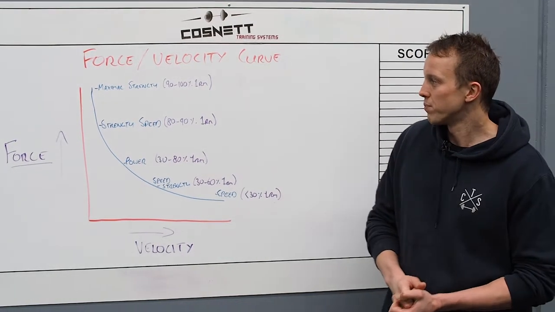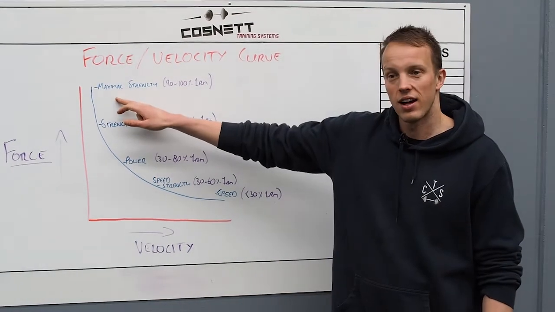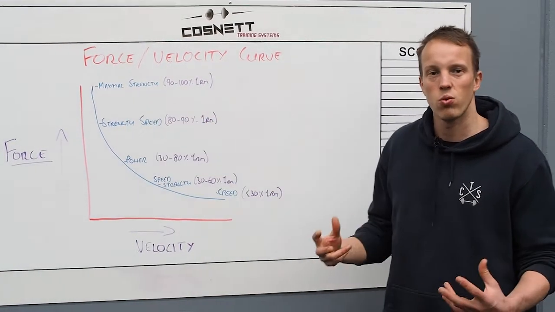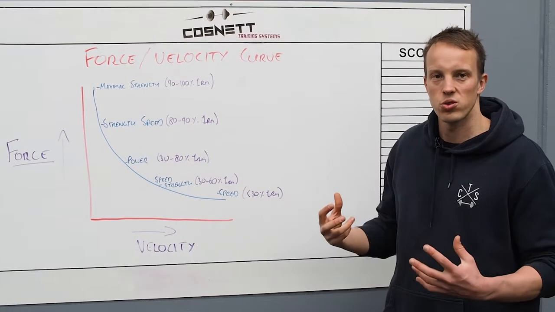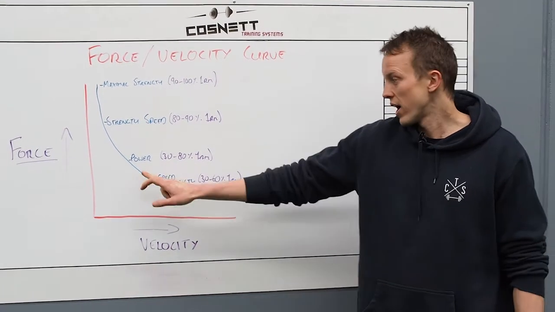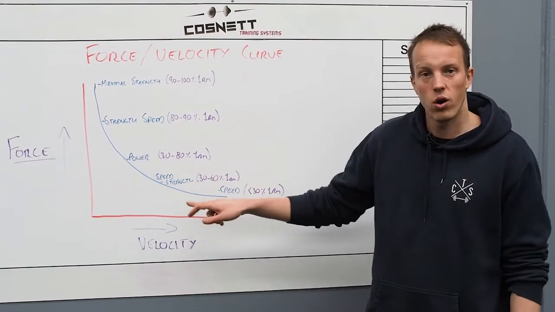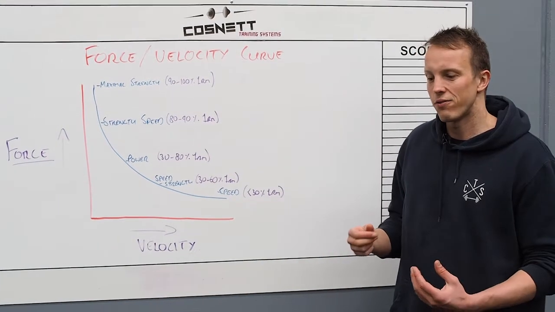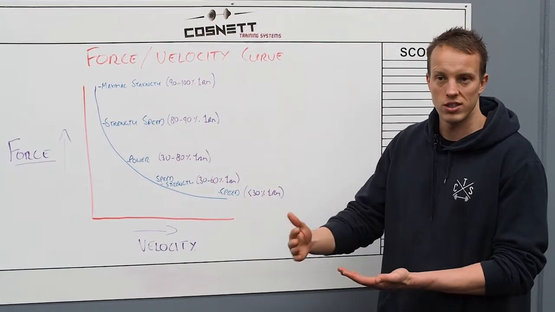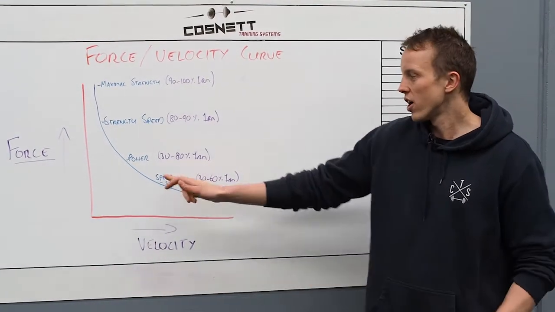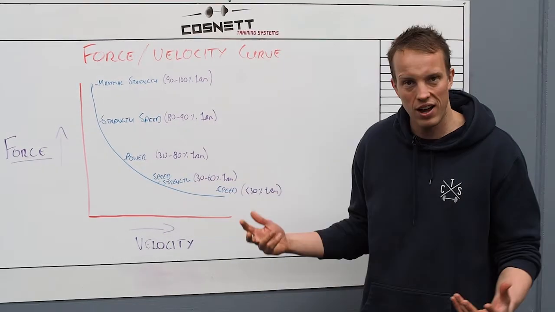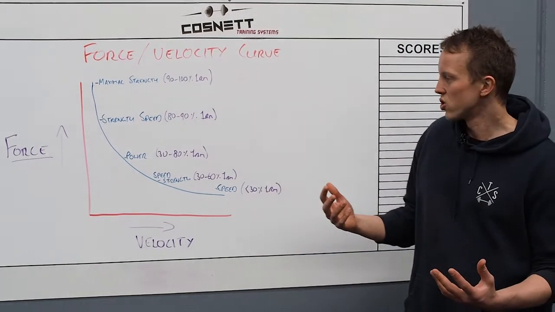If I get stronger at my squat, if I improve my maximum squat from 100 kilos to 120 kilos, even though I haven't trained power or speed strength, these are all going to improve. Because at the end of the day, if you improve the amount of force that you can produce, then when you use lighter weights, you're going to be able to move those lighter weights faster. That's the logical way of thinking about it.